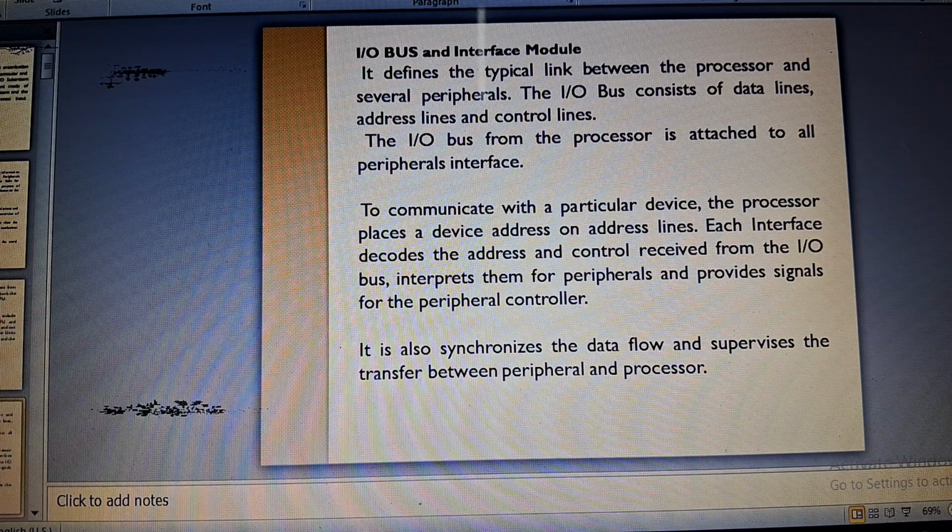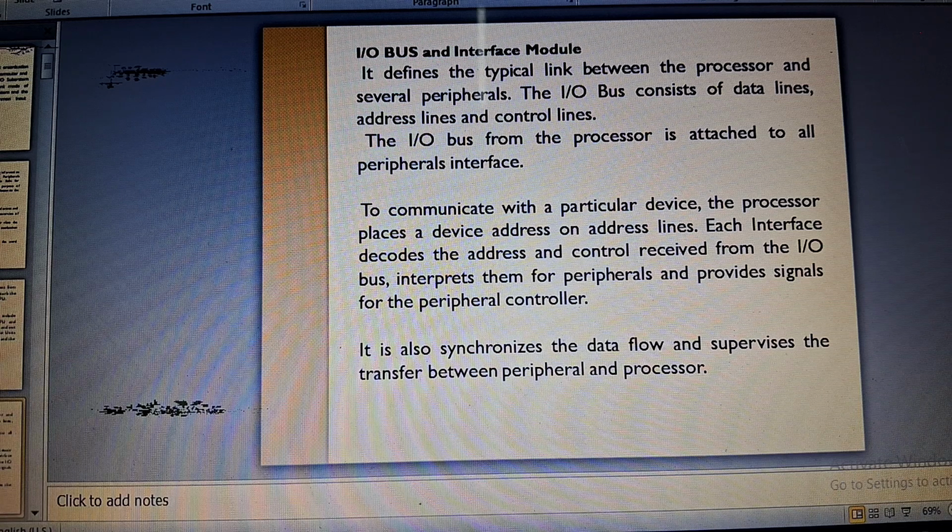It depends upon the typical link between the processor and the several peripherals. The input-output bus consists of data lines, address lines and control lines. In the case of a peripheral device, the data and the addresses are carried by the various buses. Buses are the major carriers of data to the peripheral devices, so there is a need of a bus system attached to the peripheral. They communicate whatever information or instruction is generated by the CPU for the peripheral.